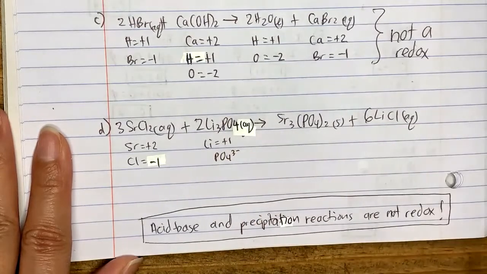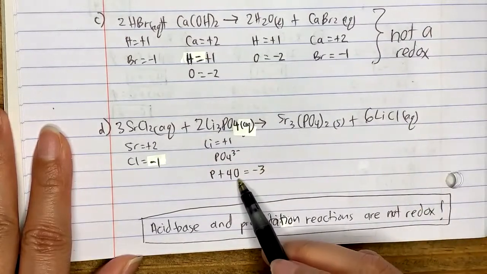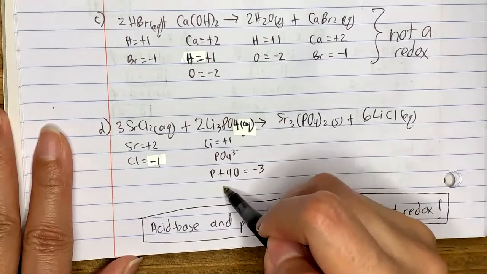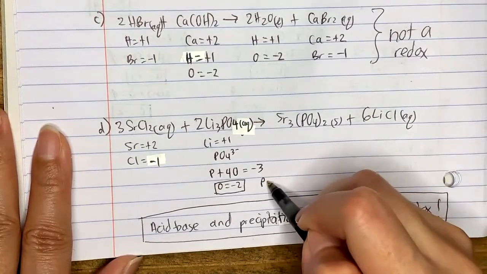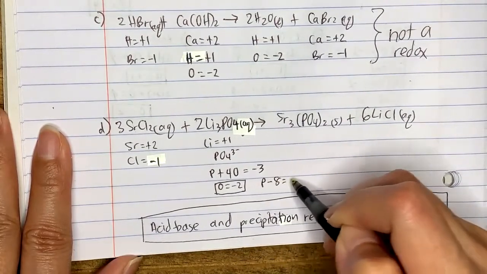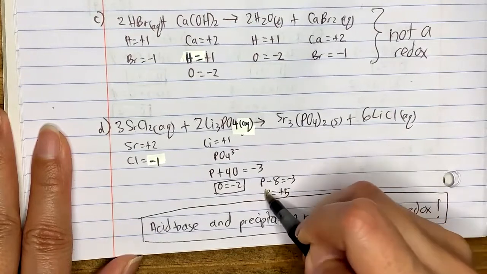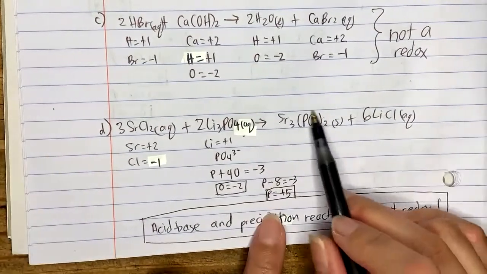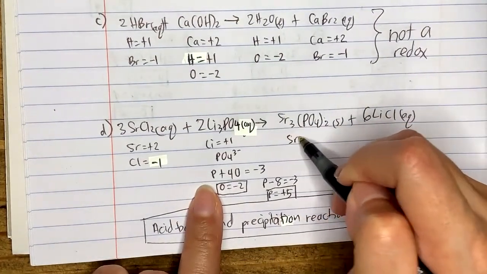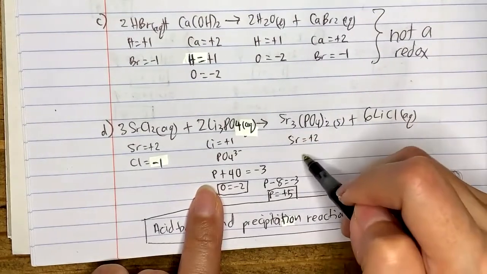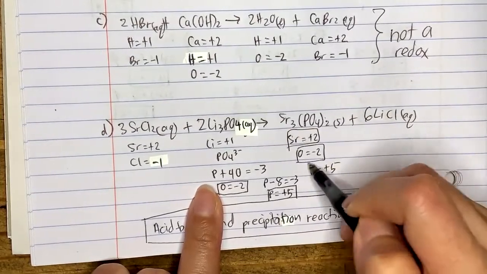PO4, 3-. Okay, we gotta do 1P plus 4 oxygen equals -3. And I will assign oxygen first because oxygen is my priority. So oxygen is -2. Okay, and we plug -2 in there. P minus 8 equals -3. You guys see that? So P equals +5. Okay, and when you do this phosphate over here, you get the exact same numbers because it's still phosphate. It's strontium and phosphate again. So strontium here is +2, and then PO4 is the same thing. So you get O again is -2. And then P again is +5. You get the same exact answer.